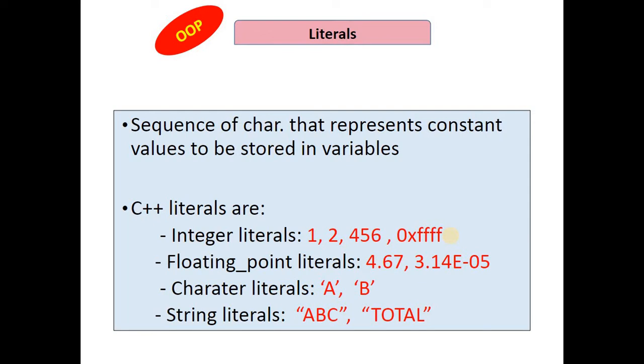The second token is the literal, which is a sequence of characters that represents a constant value to be stored in variables. For example, integer literals can be 1, 2, 4, 56 and 0xFFFF, which is a hexadecimal integer literal. These are some of the constant values. Floating point literals can be 4.67, 3.14, which are decimal values. Character literals are written in single inverted commas like 'A' and 'B', and string literals are written in double inverted commas, like "ABC", as shown in the example.